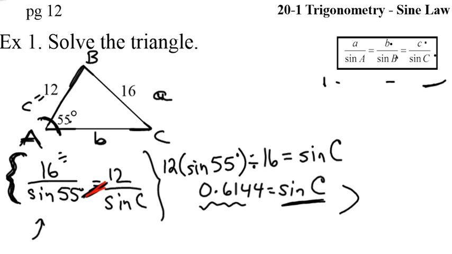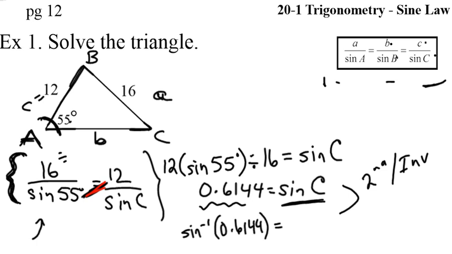Remember, to get the angle, you need to use second or inverse. So we need the inverse sine of 0.6144. That will give me angle C. And when I do the inverse sine of 0.6144, rounding to the nearest whole degree is acceptable unless it states otherwise. We're looking at a 38-degree angle. So I can now put angle C in here as 38 degrees.